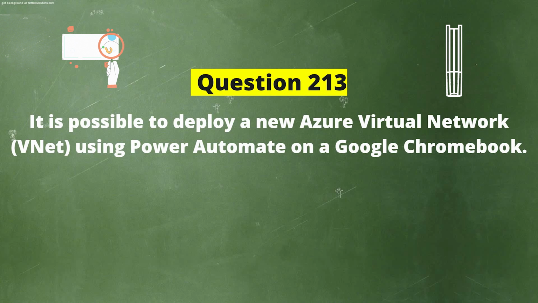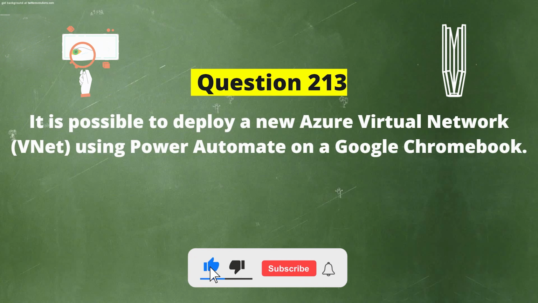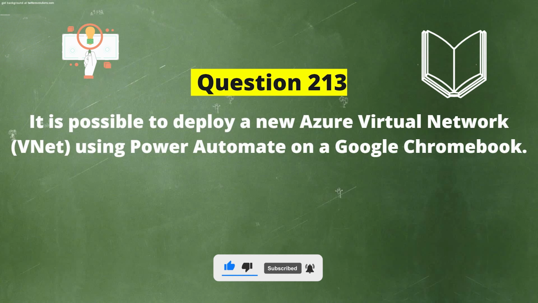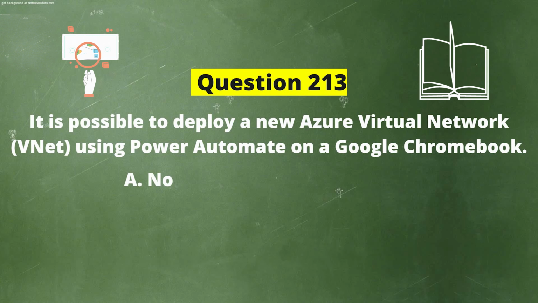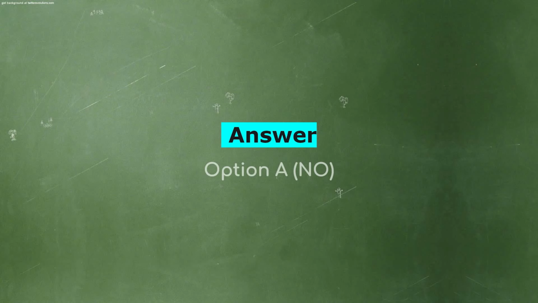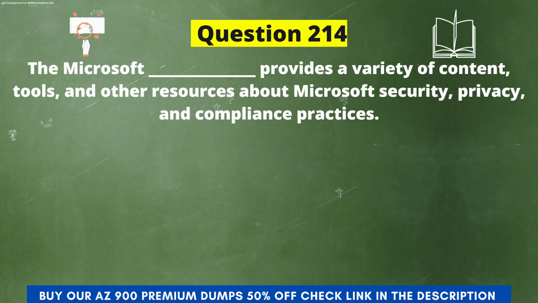Next question. It is possible to deploy a new Azure Virtual Network using Power Automate on a Google Chromebook. And the options are A. No, B. Yes, and the correct answer is option A. No.